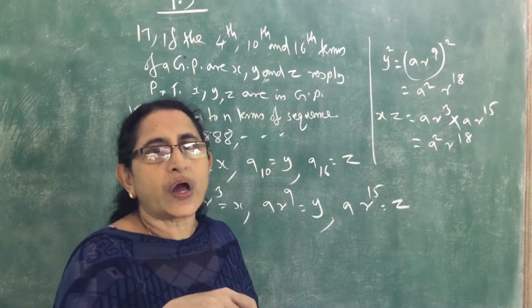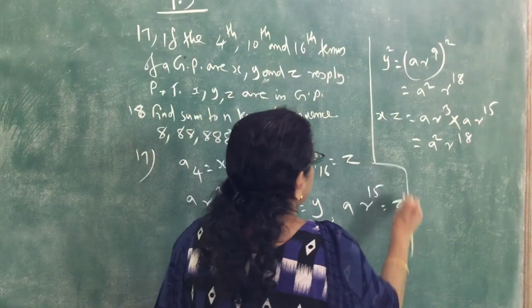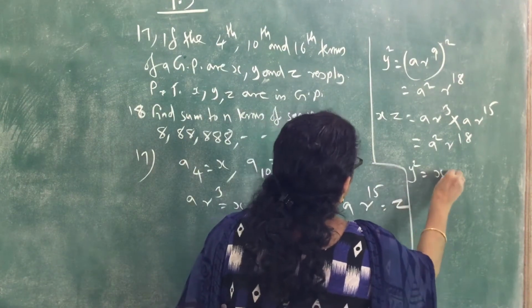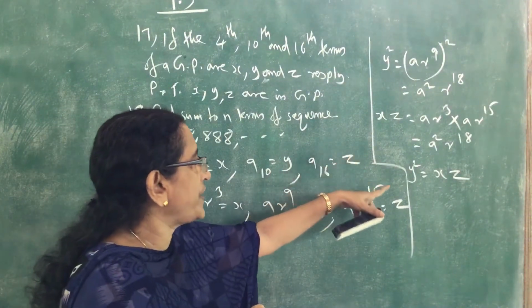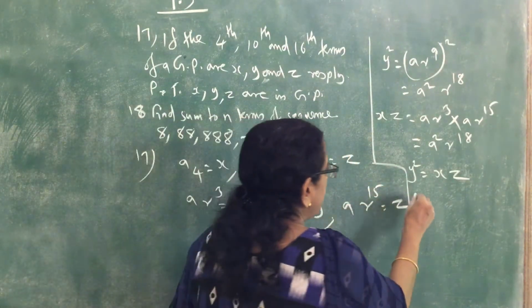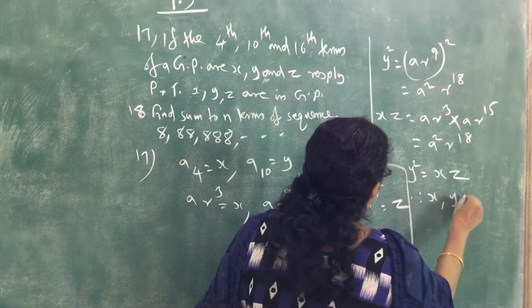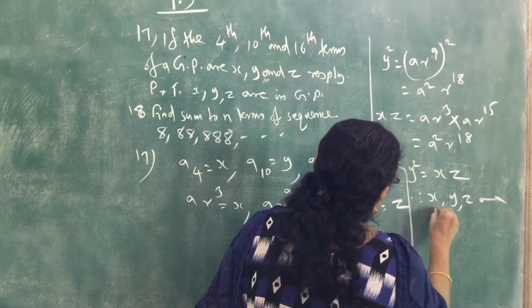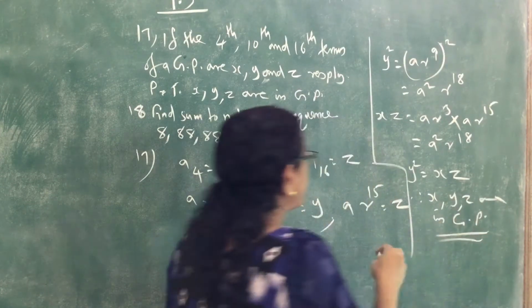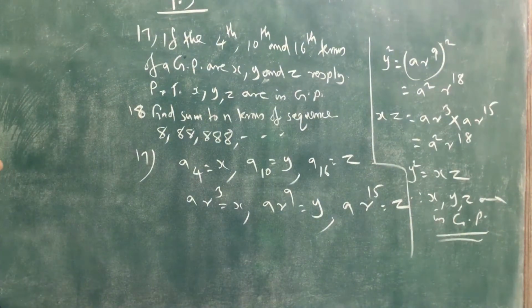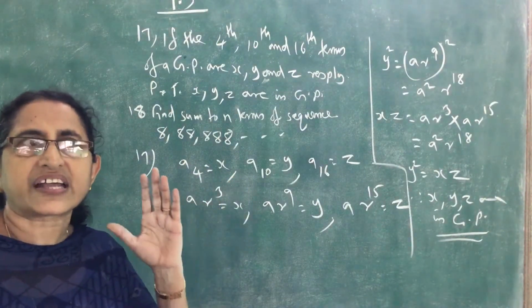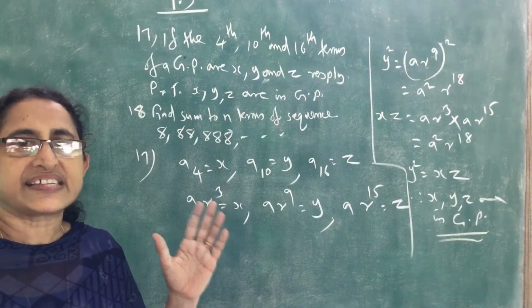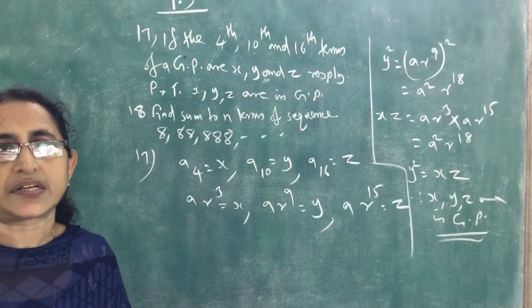So both are equal, therefore y square equals x into z. Therefore x, y, z are in GP. So we proved that these numbers x, y, z are in GP. To prove that three numbers x, y, z are in GP, it is enough to prove that y square equals xz.